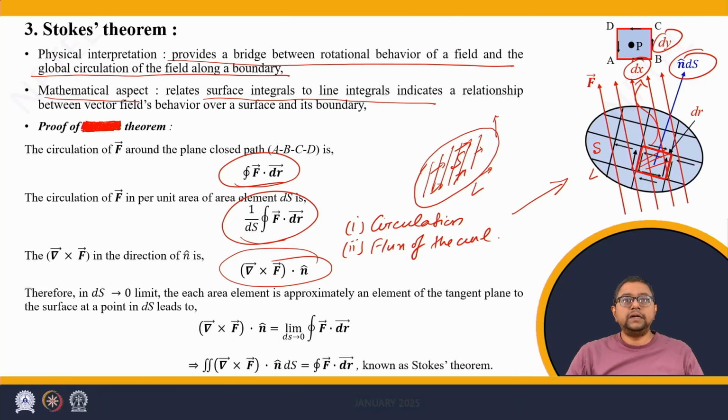Thus in the limit the area going to 0, that is dS tending to 0, the area element is approximately an element of the tangent plane to the surface at the point in dS. This leads to the fact that the curl of F dot n equals the limiting value of the line integral. This can be understood by considering the convergence of the entire area to a single point.